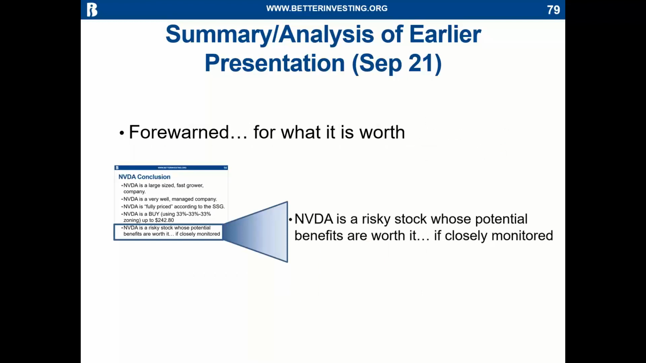So in that initial analysis, I don't want to say I told you so, but there was a point that said, hey, this is worth buying, but it's a risky stock. You've got to look at it real closely. I gave you a good example here in the previous slide of one of the things that you could have been looking at very closely. Next slide.